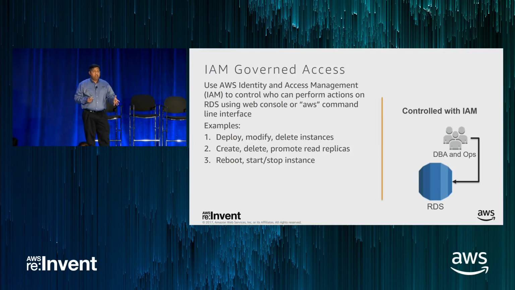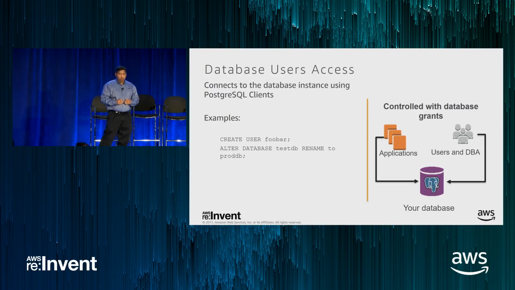You can set policies so that a particular user can deploy but not delete a production instance. You can set users so that they can change the configuration parameters, or they can only use a parameter. So it gives you very fine level controls for your instances. If you talk about your applications connecting to your databases, then those are the database users.